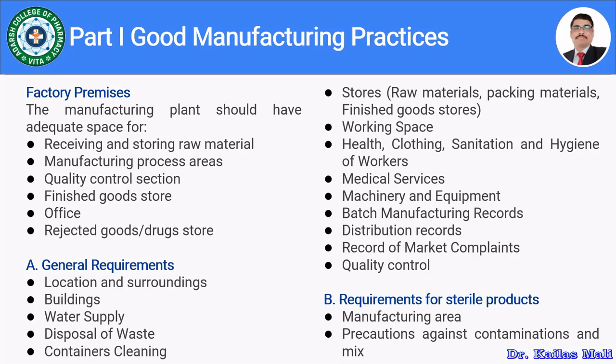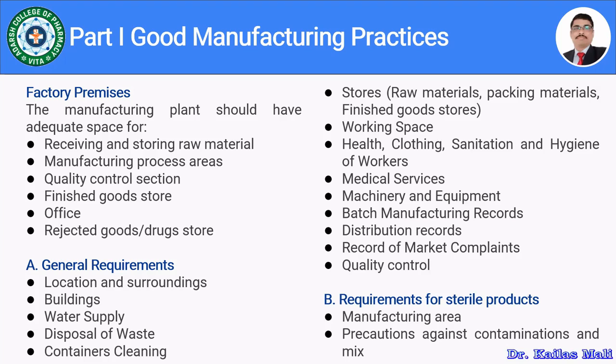Part 1 is further divided into, apart from the factory premises or space required for the manufacturing unit, the general requirements and the requirements for sterile products. There are a few products in the Ayurveda, Siddha, and Unani systems of medicine that are sterile. We will first see the points to be considered under the general requirements and the requirements for sterile products, and thereafter we will discuss each point in detail.